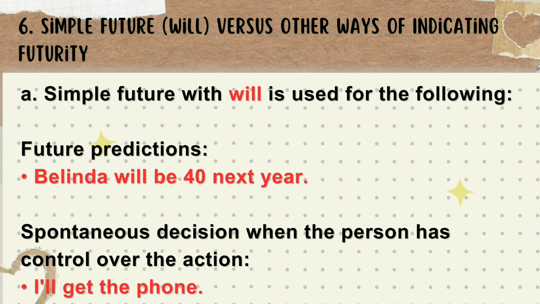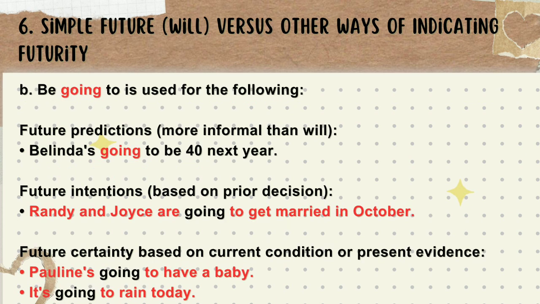A spontaneous decision when the person has control over the action. So, I will get the phone. So if you notice, they have will. Letter B is be going to, used for the following: like future prediction, so more informal than will. So will is more informal compared to going to.